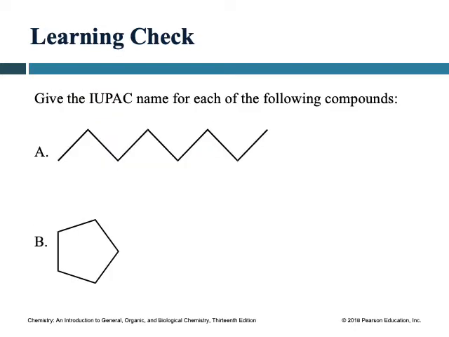So let's try to do some problems on this. Give the IUPAC name of the following compound. So it's simple. This is a straight chain alkane. 1, 2, 3, 4, 5, 6, 7, 8. This is 8 carbons, and this is an alkane. This is octane. Now try to name this B part.